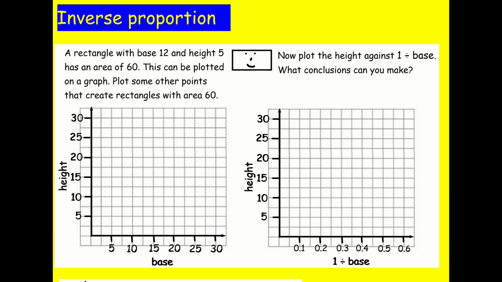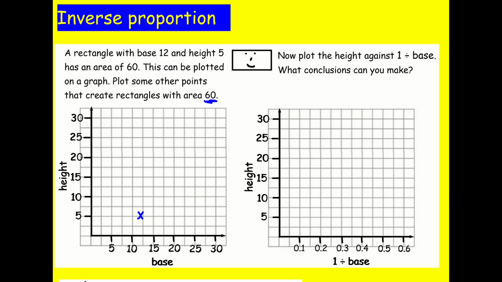Okay, we're going to look at a scenario. A rectangle with base 12 and height 5 has an area of 60, and this can be plotted on a graph like so. I can find my base of 12. This is 12.5, so it's going to be a bit less than that. So I'm going to draw a little cross around here. And we can say, right, I want to find all the different bases and heights that give me an area of 60. So this is what I want you to do. Pause the video, please, draw a graph and see if you can get it sorted.